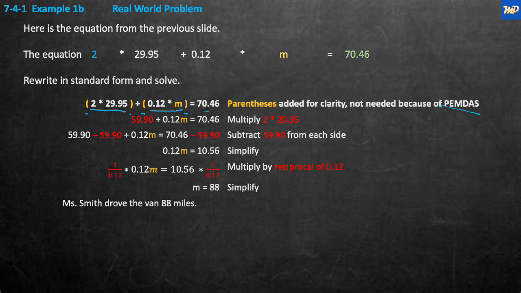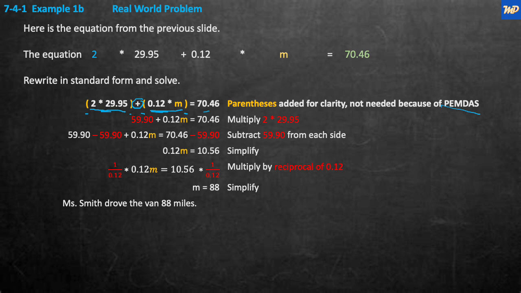So you have to do this multiplying and this multiplying right here, and this multiplying right here before you can do the addition. Okay, so we're going to calculate this. 2 times $29.95 is $59.90 plus 12 cents per mile times m miles. So that's 0.12m is equal to 70.46.